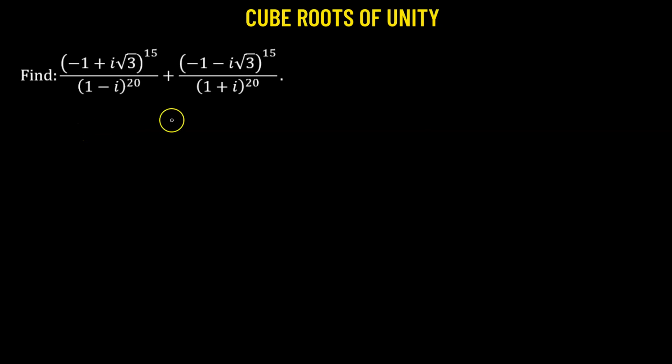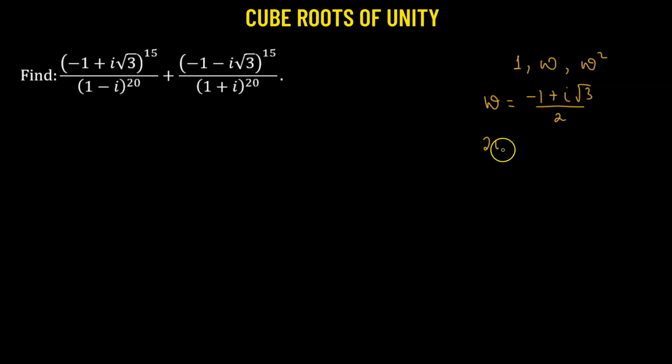We need to find the value of the given expression. So let's begin by first stating the three roots of the cube roots of unity. The cube roots of unity, the roots are 1, omega, and omega squared, and omega is going to have the value -1 plus i times square root of 3 divided by 2.